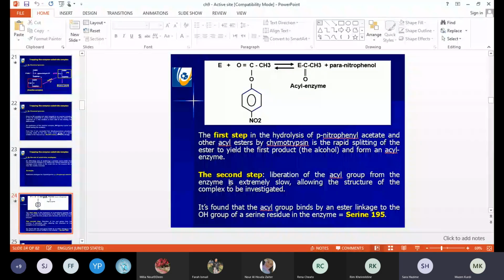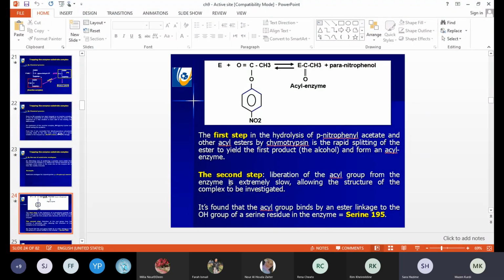So the first step in the hydrolysis of paranitrophenyl acetate and other acyl esters in general by chymotrypsin is the rapid splitting of the ester to yield the first product, the alcohol, and to form an acyl enzyme. The second step is the liberation of the acyl group from the enzyme, which is in this case extremely slow, allowing the structure of the complex to be isolated and investigated.